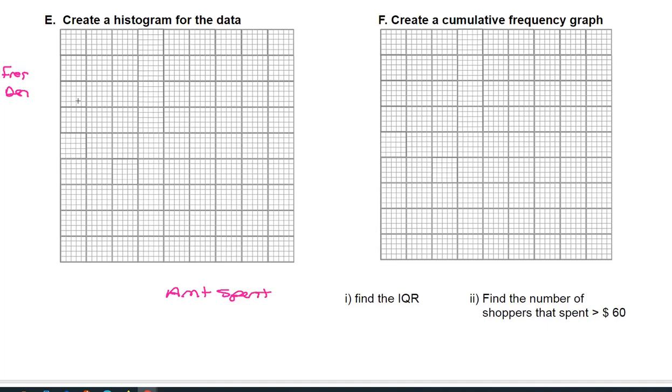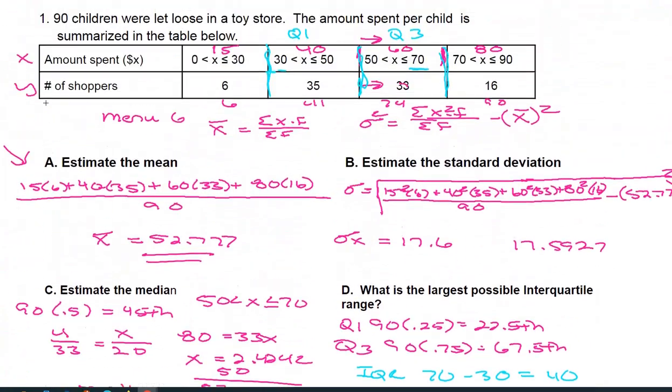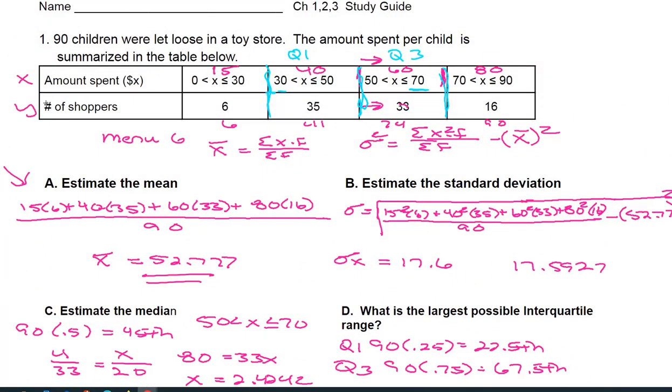And then I need units. In this case, if I just use a dollar sign, then I'm telling people that I'm using dollars. All right, so now I need to know frequency densities. The way I figure out the frequency density is I'm going to take each frequency and divide by the class width.